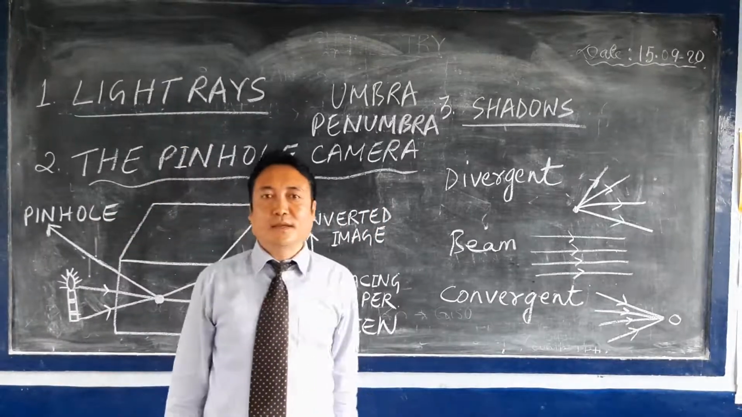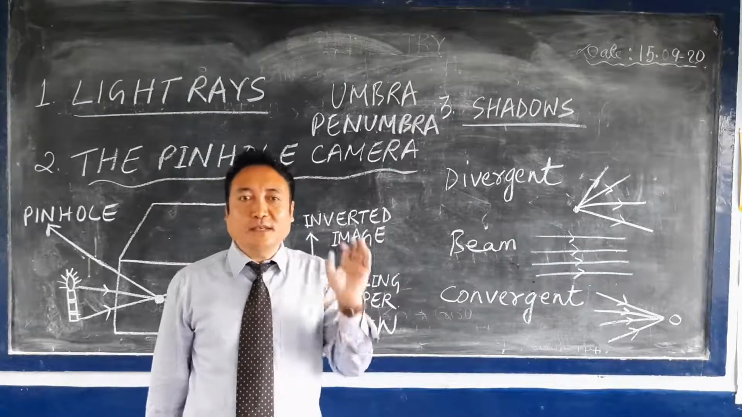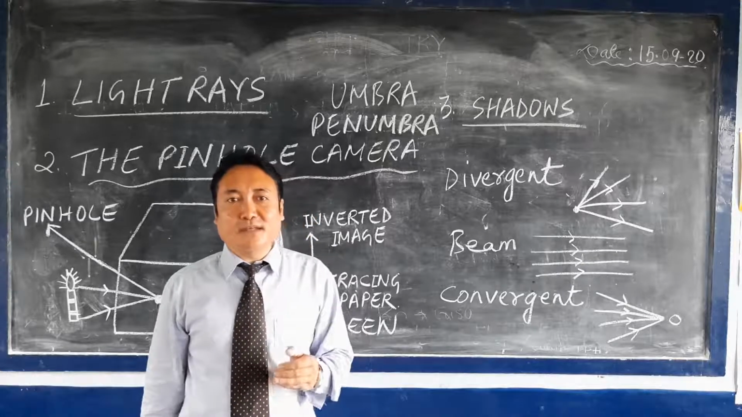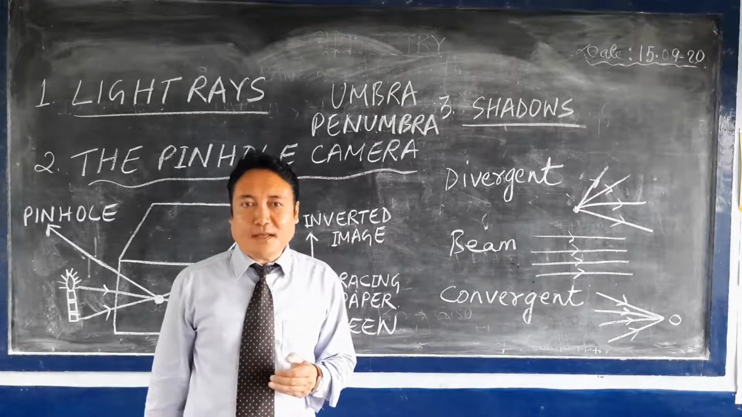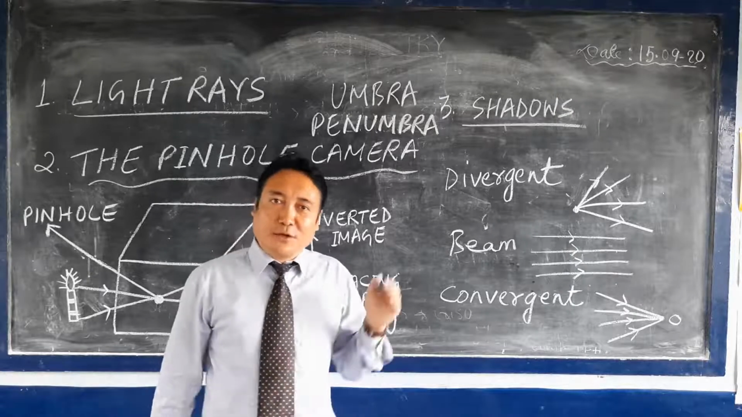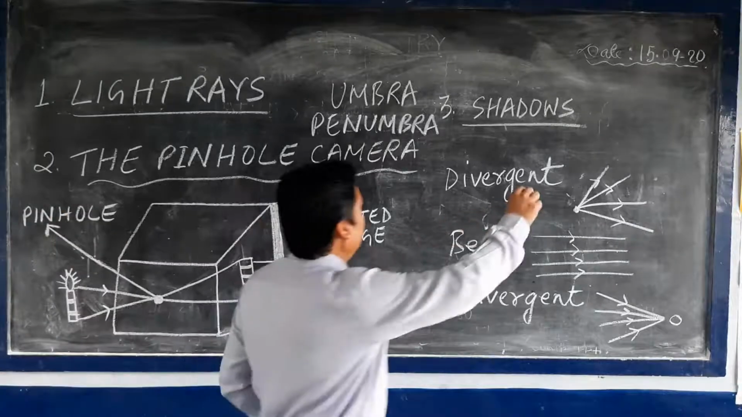Okay. Now in light rays, we will discuss four things here. One is a ray of light. Second one is the beam of light. Third one is the convergent beam of light and divergent beam of light. Okay. Now first of all, let us come to the term ray. Now what do you mean by the ray of light?